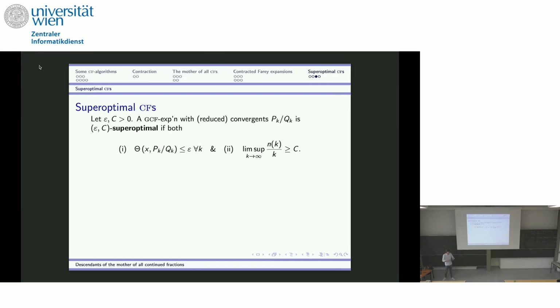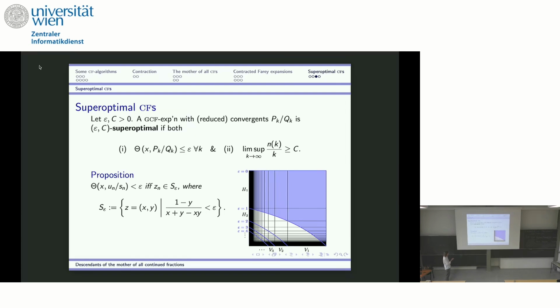Okay, but if we extend our view from semi-regular continued fractions to these more generalized continued fractions, we can improve both of these criteria arbitrarily well. So if we fix some epsilon and c greater than 0, we'll call a generalized continued fraction with reduced convergents p_k over q_k epsilon-c superoptimal if all of our approximation coefficients are less than or equal to epsilon and the lim sup of this growth rate is greater than or equal to c. We have arbitrarily small approximation coefficients and arbitrarily fast convergence.